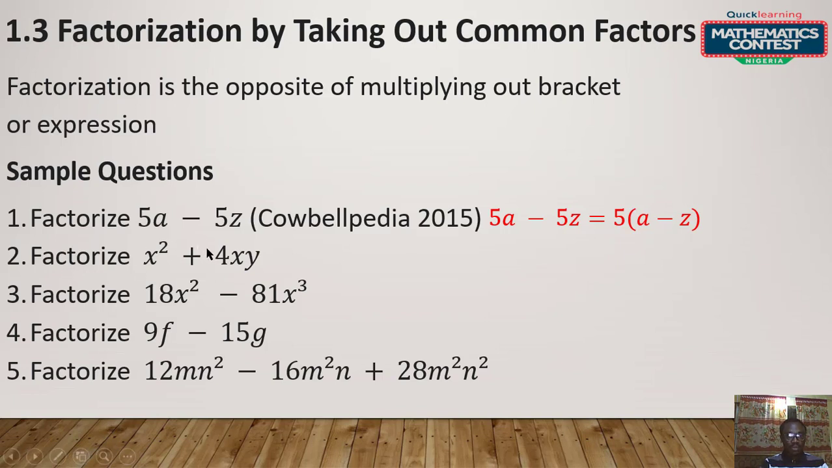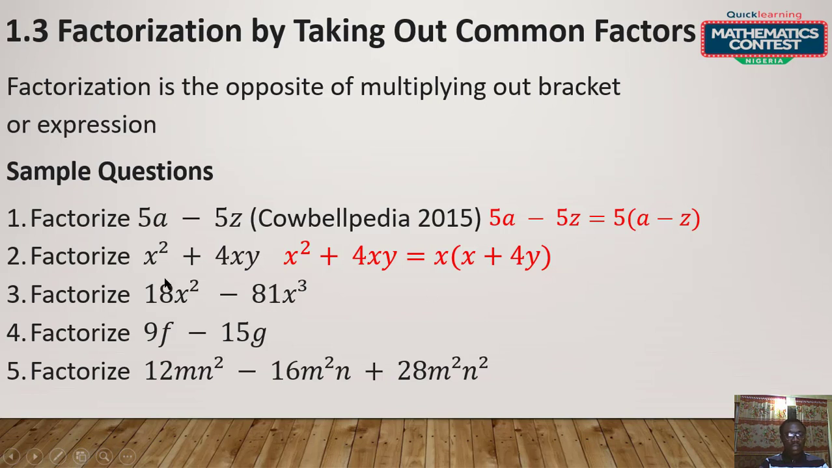The same thing applies to number 2. I have x squared and 4xy. You ask yourself, what is the HCF of these 2 terms? The HCF of these 2 terms is x. So I'll pull x out. If I pull x out, what remains on the first term is x, then the second term will just be 4y. So this is the factorized form.